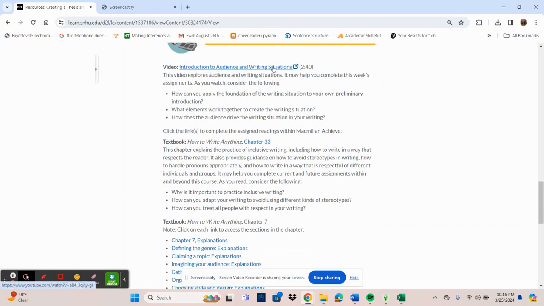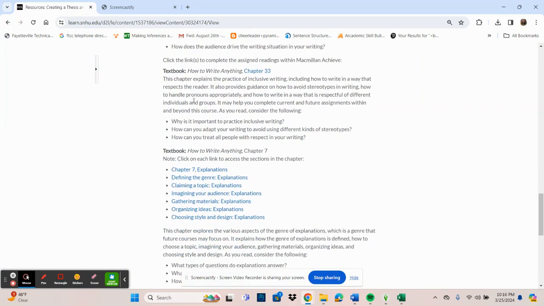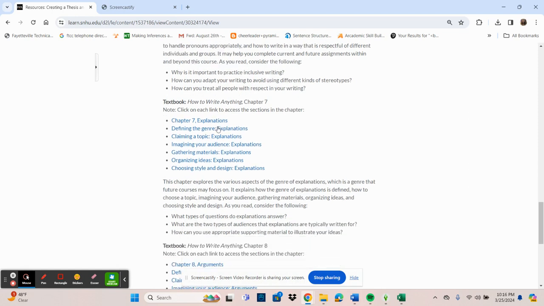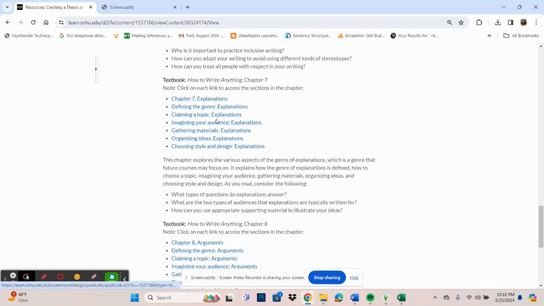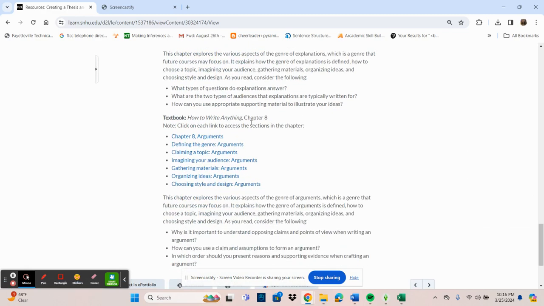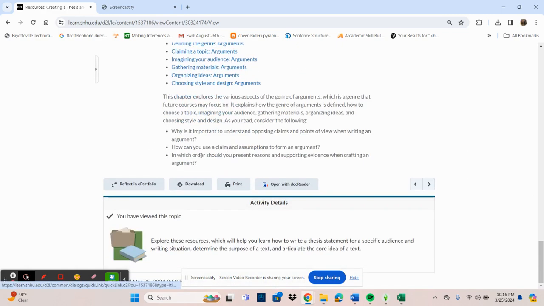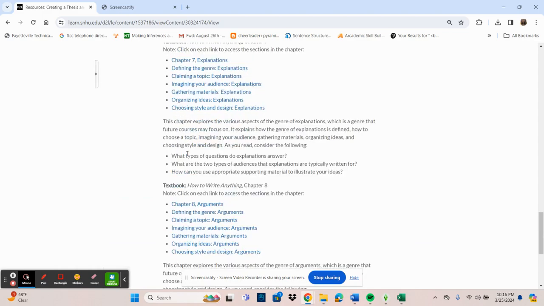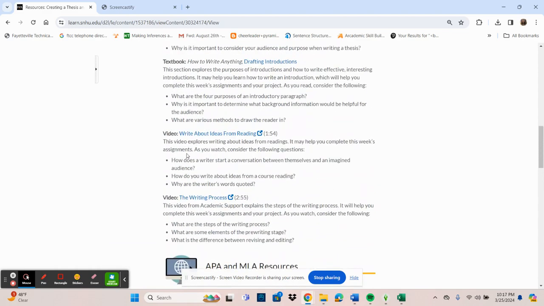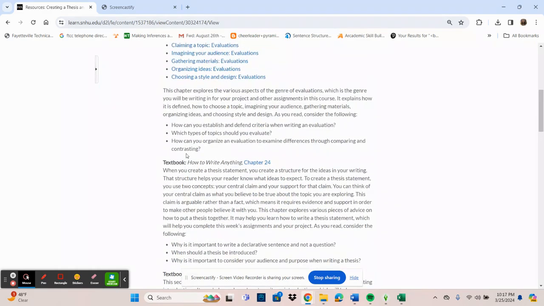Introduction to audience and writing situations. This will help you, especially as you get into the body of your paper next week. We have chapter 33 here, which talks about inclusive writing and how to avoid stereotypes in writing. We have chapter 7, which talks about explanations as a genre. Chapter 8 talks about arguments as a genre. And that's it. So, I know it looks like a lot, but I promise it's not as much as it seems to be.